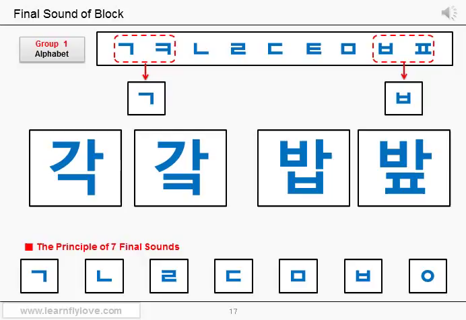And the third letter sounds pop, pop, not pop or bob. You don't make a B sound at the end. It's just pop, pop. And the last letter would sound the same, pop, even though it has the P consonant as a final. By the way, there's no such word like the second one in Korean. It's just an example. It's nothing, right?